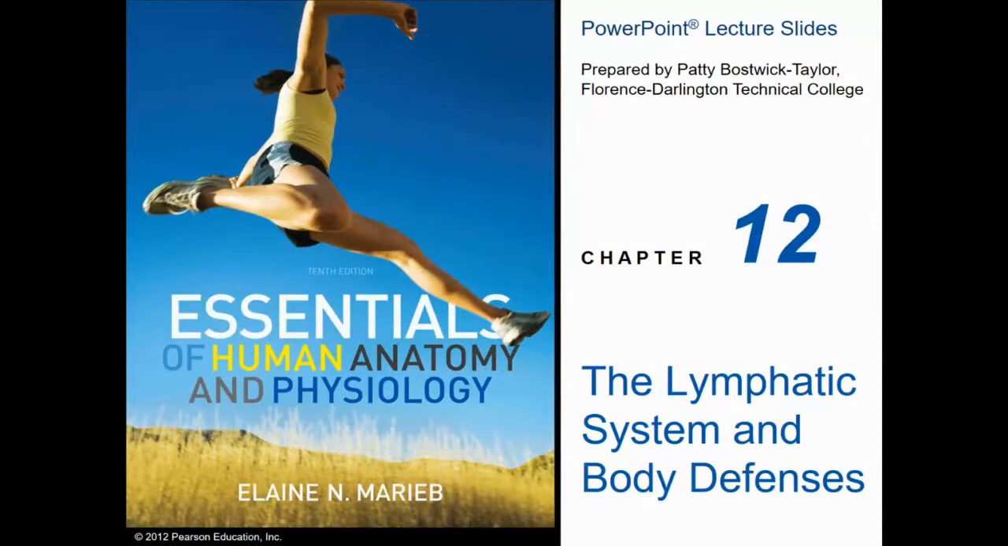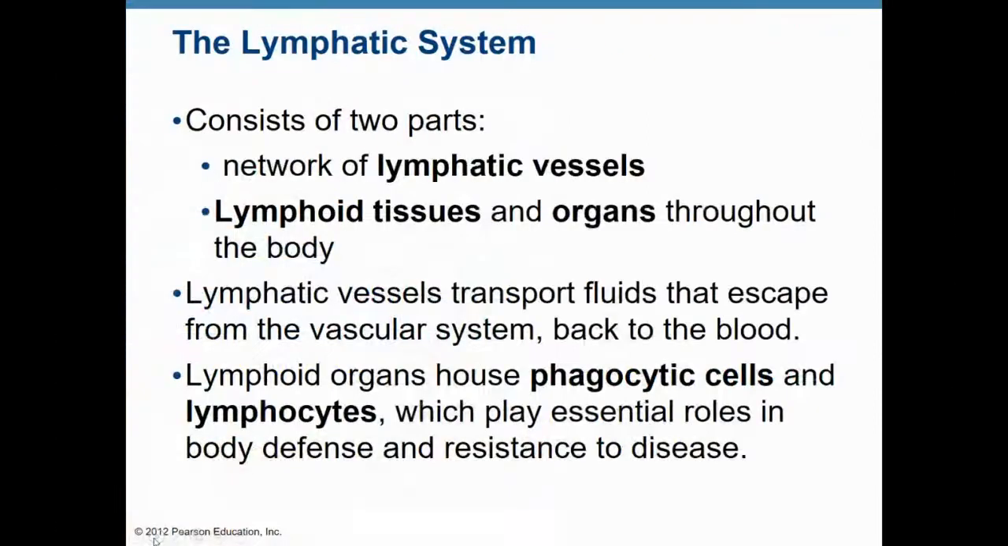So today we are going to start chapter 12 of our textbook, which is going to be our lymphatic system and our immune system. So the lymphatic system is going to consist of two parts. There is a network of lymphatic vessels that are going to transport lymph throughout our bodies. And then we're going to have lymphoid tissues and organs that are scattered throughout our body tissues.